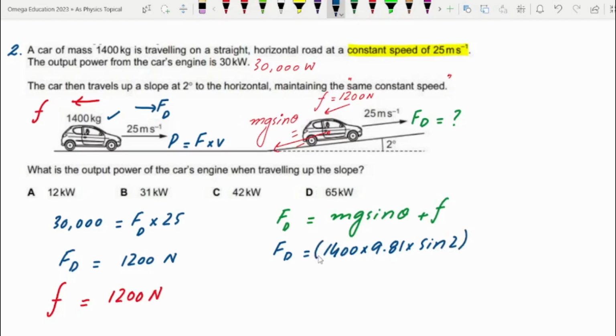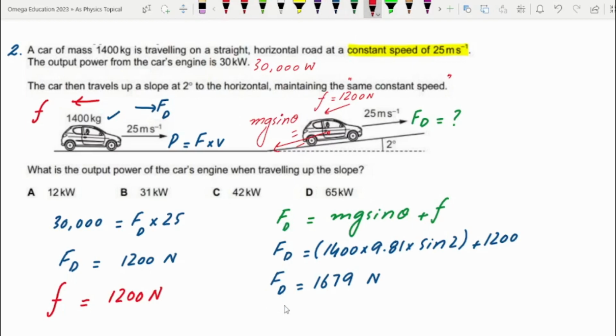This is mg sine theta plus, what is the value for the force? Well, the friction force would remain the same, which is 1200. So if I hit it on the calculator, I'll be getting, let me just hit it on the calculator. Alright, so this time around the force is increased from 1400 to 1679. So 1679 newtons. This is a force that you'll be needed to provide through the engine in order to make it move up the ramp.